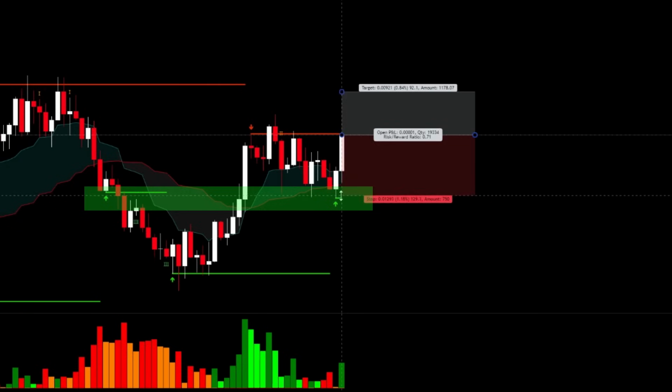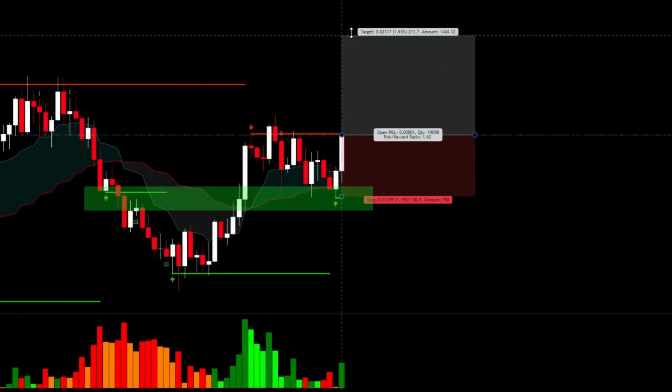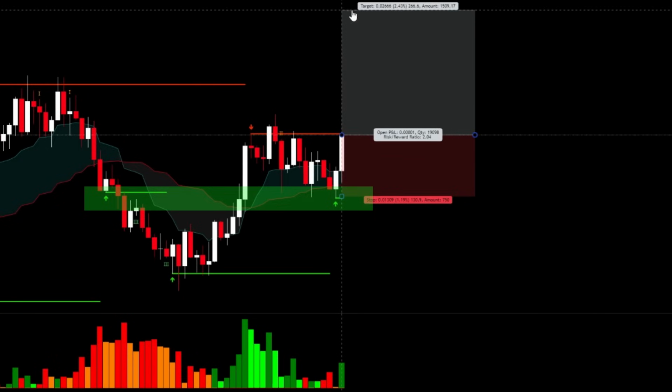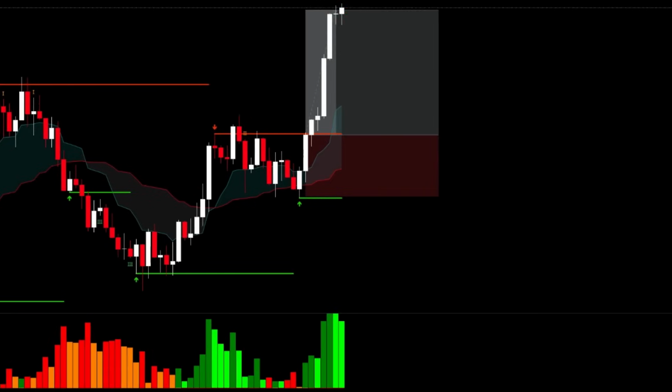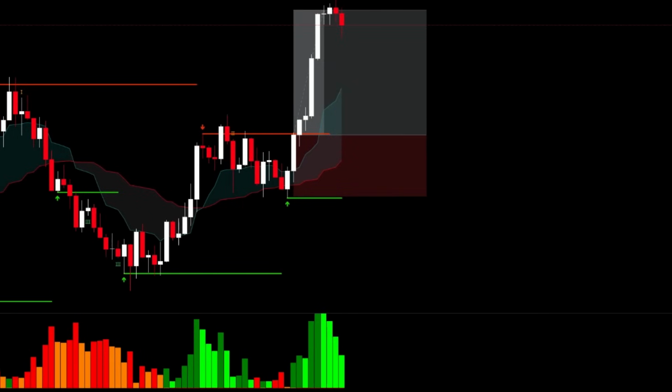Another exit method is identifying resistance zones, which are shown with the red line. When the price reaches a resistance zone, you can exit the position. To maximize profits, consider using a trailing stop-loss technique.